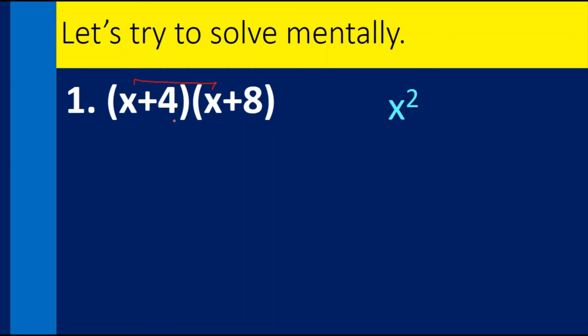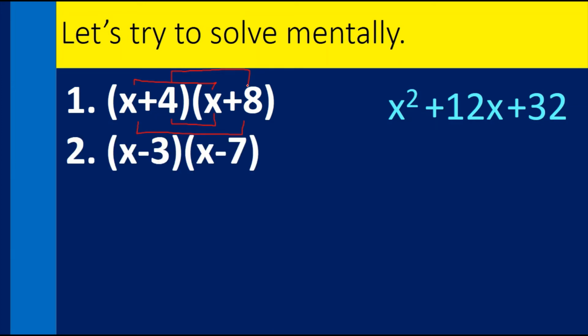And then, we add the outer terms and the inner terms. So, we have 8 times x, we have 8x. Keep in mind, we have 8x. Then, we add it to positive 4x. So, 8x plus 4x equals 12x. And then, last term, 4 times 8 equals positive 32.